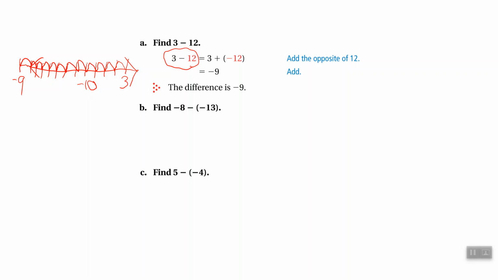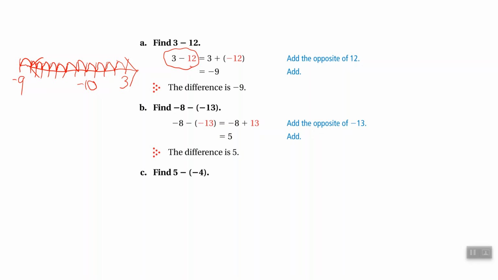All right, here's another one. Find negative 8 minus negative 13. Okay, so if we think about adding the opposite, negative 8 minus a negative 13 is equal to negative 8 plus 13. The reason why we're going through adding the opposite is because addition problems, for most of us, are easier or make more sense than subtraction problems. So we can add the opposite when we're subtracting negatives. Negative 8 plus 13 is equal to 5.